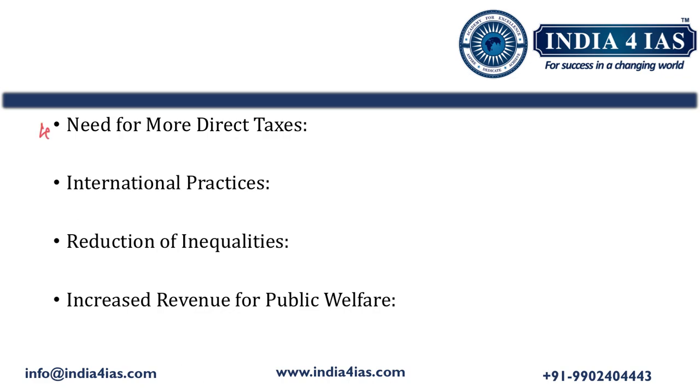Then the fourth need or demand for the implementation of inheritance tax is the need for more direct taxes. The government needs additional sources of direct taxes like inheritance tax. It is needed to contain the fiscal deficit as mandated by the FRBM Act. This is because the government's fiscal deficit increased post the COVID-19 pandemic. Because of the pandemic, the government increased its capex spending and its social sector spending. Because of that, it incurred a heavy fiscal deficit. So the government needs additional sources of direct tax like inheritance tax to contain the fiscal deficit as mandated by the FRBM Act.